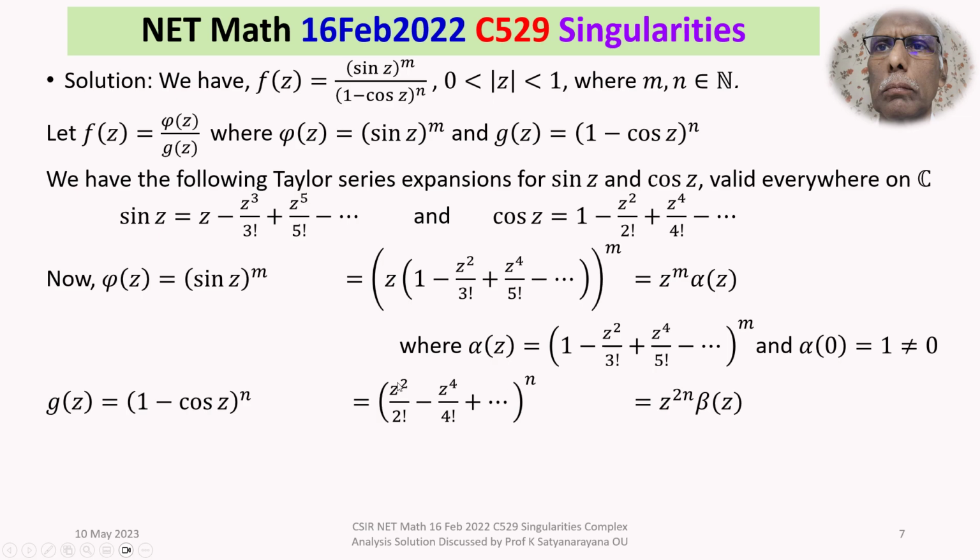And now z square is taken out common, and when it comes out, it will come out as z square whole to the power of n, that is z to the power of 2n, into the remaining part, which is beta z, where beta z is (1 by 2 factorial minus z square by 4 factorial plus so on and so forth) whole to the power of n, and the value of beta when z is equal to 0 is 1 by 2 power n, which is not equal to 0.